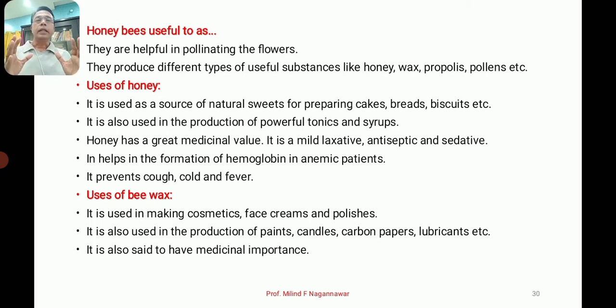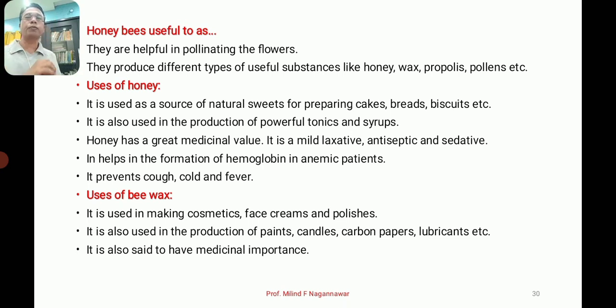That is how they are helpful in pollinating the flowers. Then they produce different types of useful substances. The useful substances are the honey, then the honeybee wax. Is it clear? Propolis, we have discussed propolis. Propolis is a substance they also use for polishing their cells and for repairing. Then the pollens, etc.